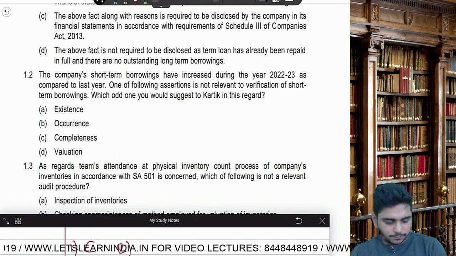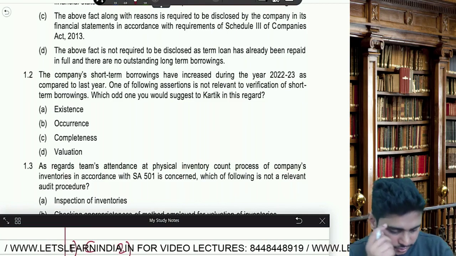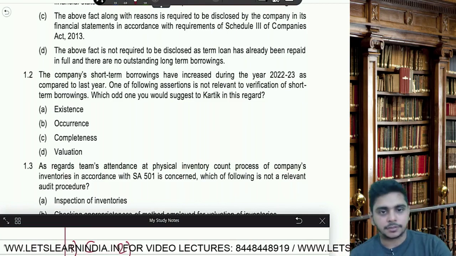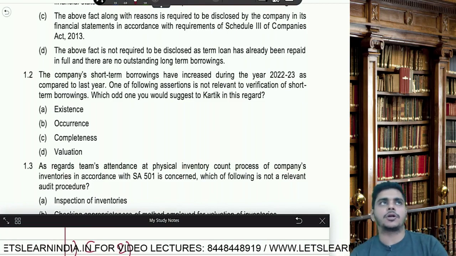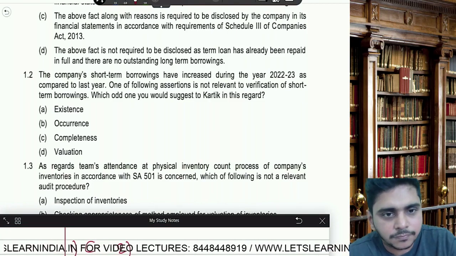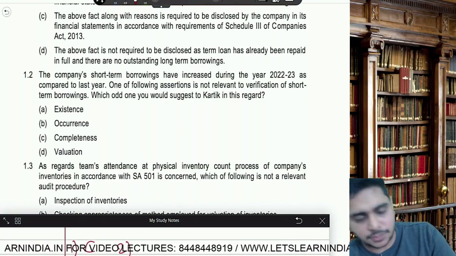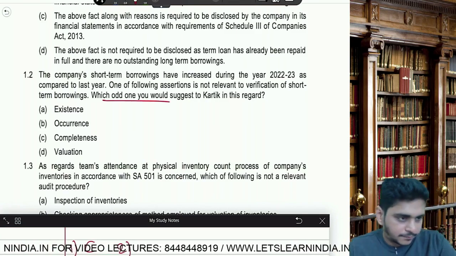The company's short term borrowings have increased during the year 22-23 as compared to the last year. Which one of the following assertions is not relevant to the verification of short term borrowing? For a loan, which assertion is not relevant? Which odd one will you suggest? Okay, strike out the odd one.